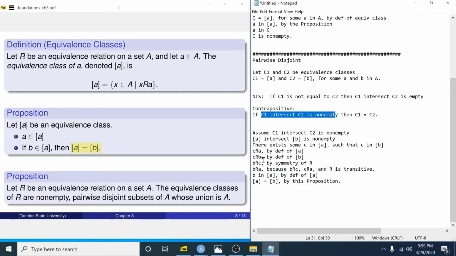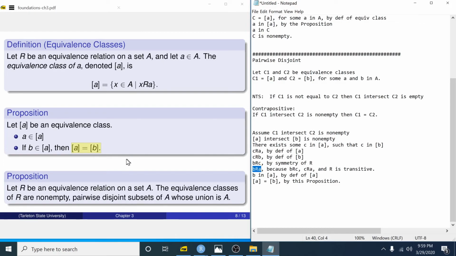And then from here on out, it was just a matter of getting this argument to finish up. So if C is related to B, B is related to C by symmetry. And that means you have a chain, right? Your chain is B is related to C and C is related to A. That means that B is related to A by transitivity, but that means B is in bracket A.